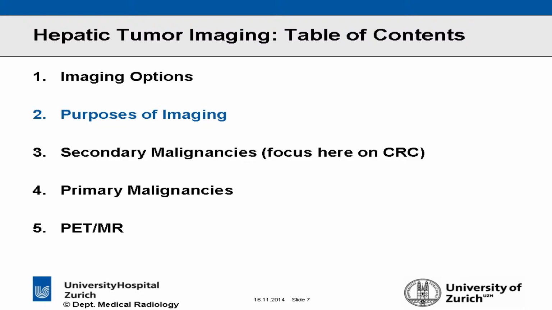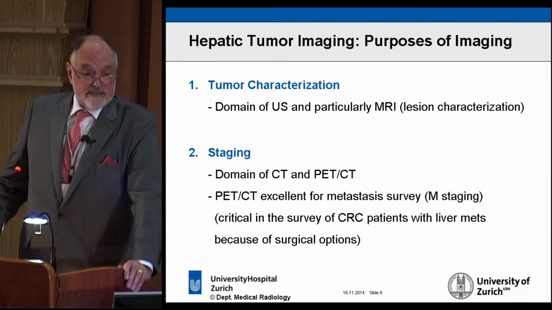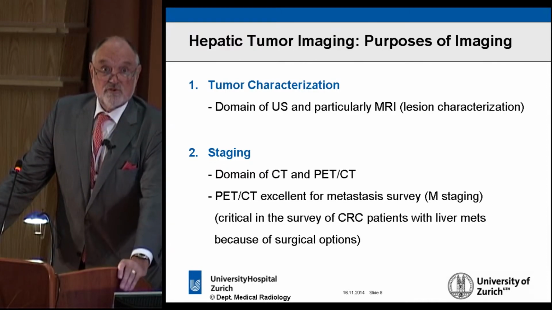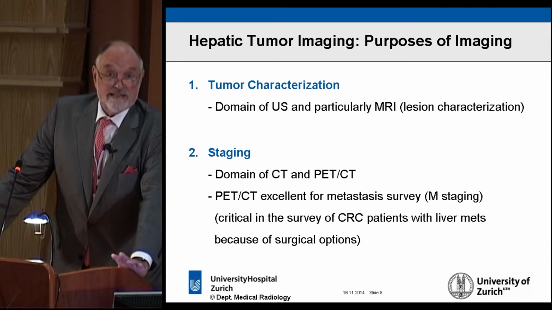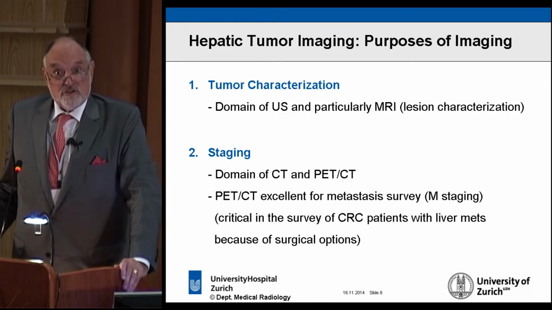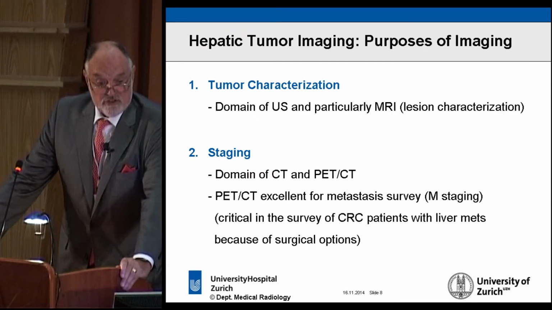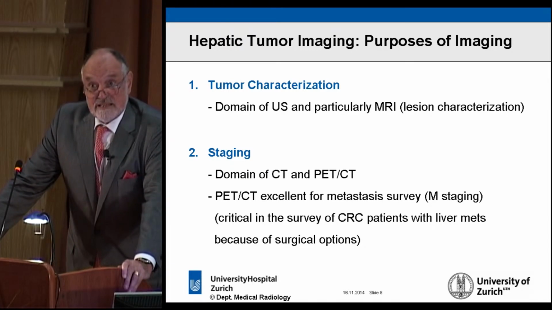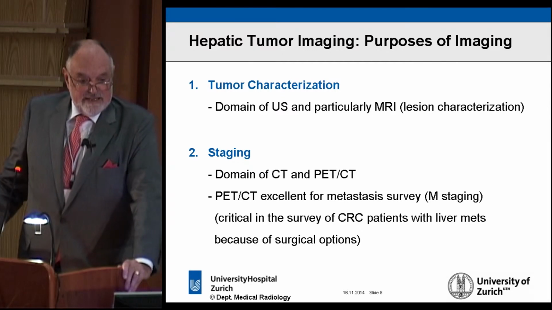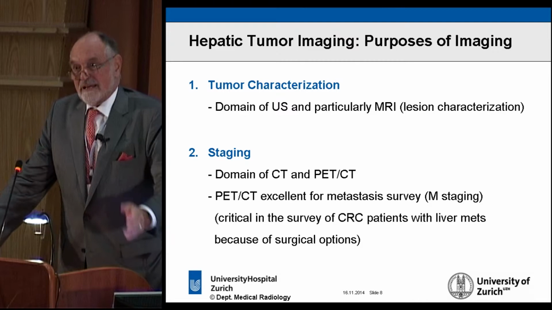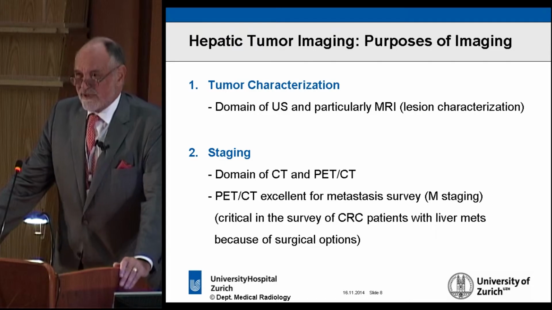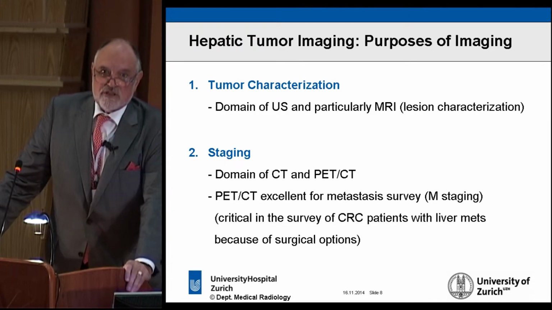Now, what are the purposes of imaging? On the first hand, it's tumor characterization, and the second is staging. Now, if you want to do tumor characterization prior to biopsy, that certainly is the domain of ultrasound and particularly of MRI, which is very good at lesion characterization. But when you come to staging, and that's the issue in oncology, then this is the domain of CT and PET-CT. If I ask my liver surgeon or all my surgeons, why do you want to have a PET scan, they always say M-staging. PET is not so good in T-staging.